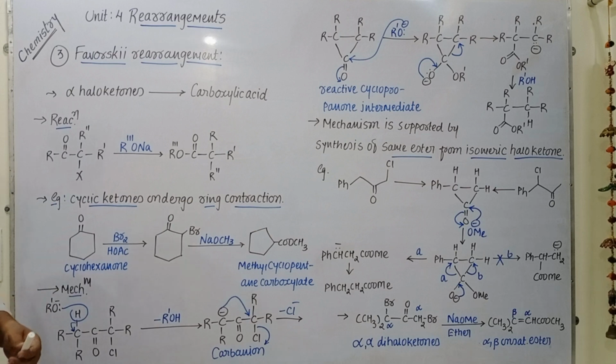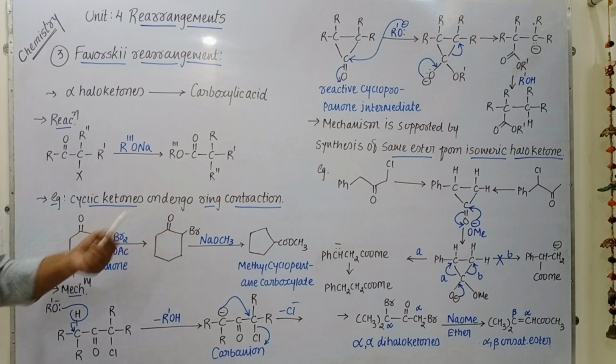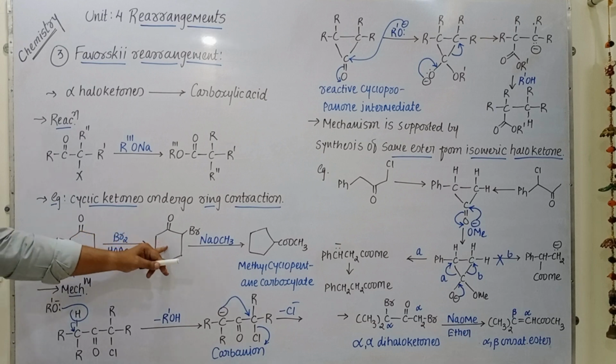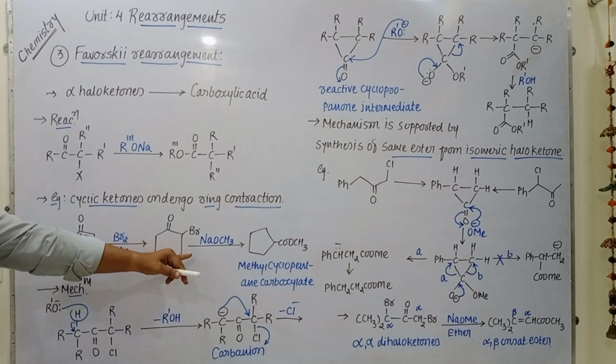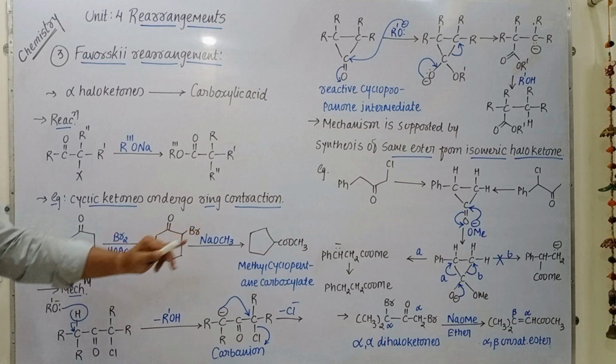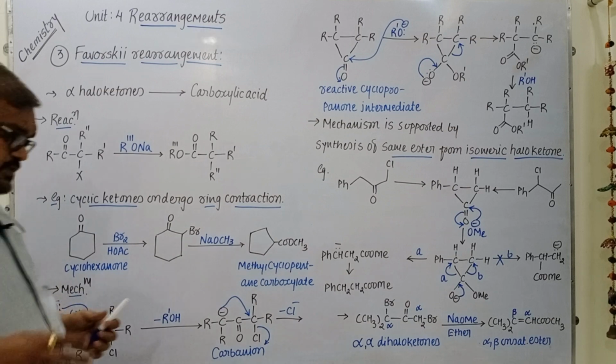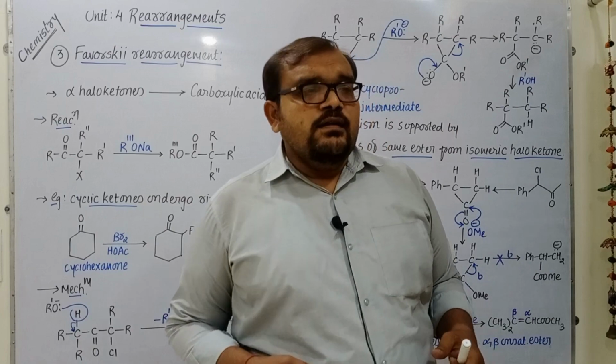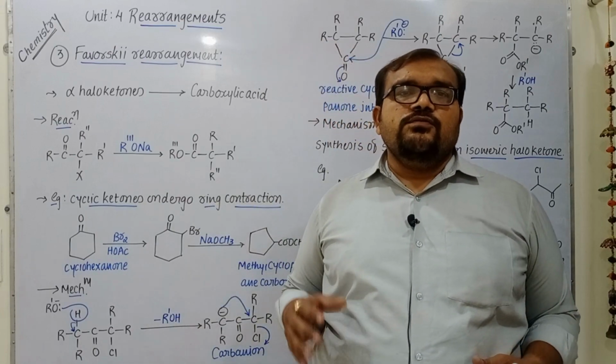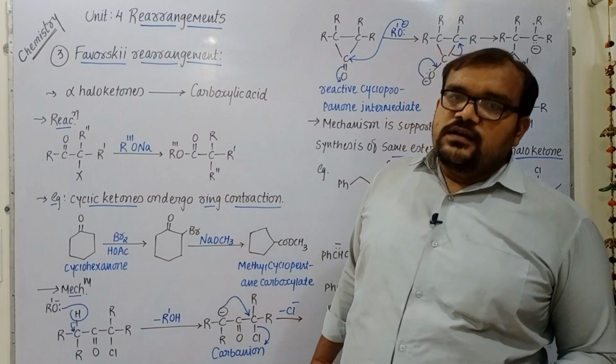When we discuss cyclic ketones, as we can see from the example, cyclic ketones undergo ring contraction. How is this carried out? As we can see in the example, cyclohexanone when reacted with Br2 in acetic acid will convert into an alpha haloketone, right? When it reacts with sodium methoxide, it will be converted into methyl cyclopentane carboxylate. So with this example we can say that when cyclic ketones undergo Favorskii rearrangement, it gives ring contraction.